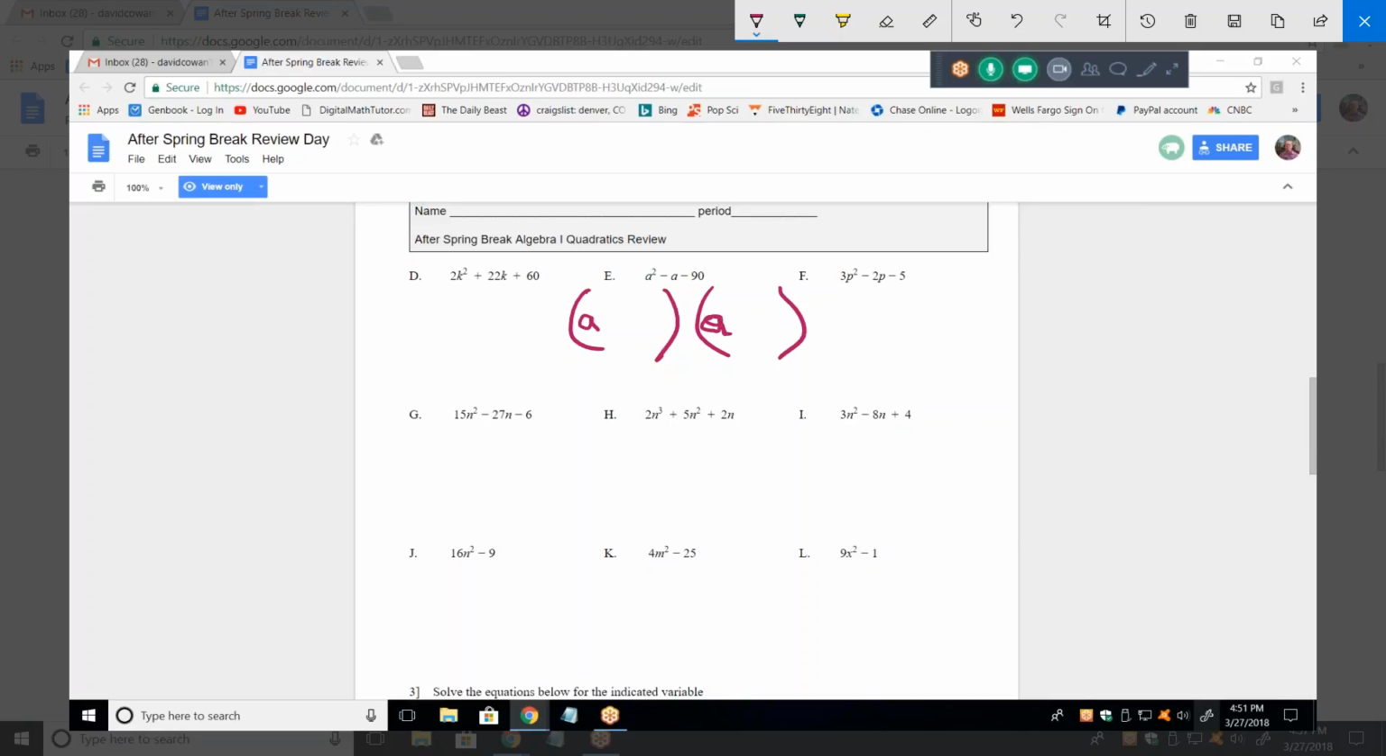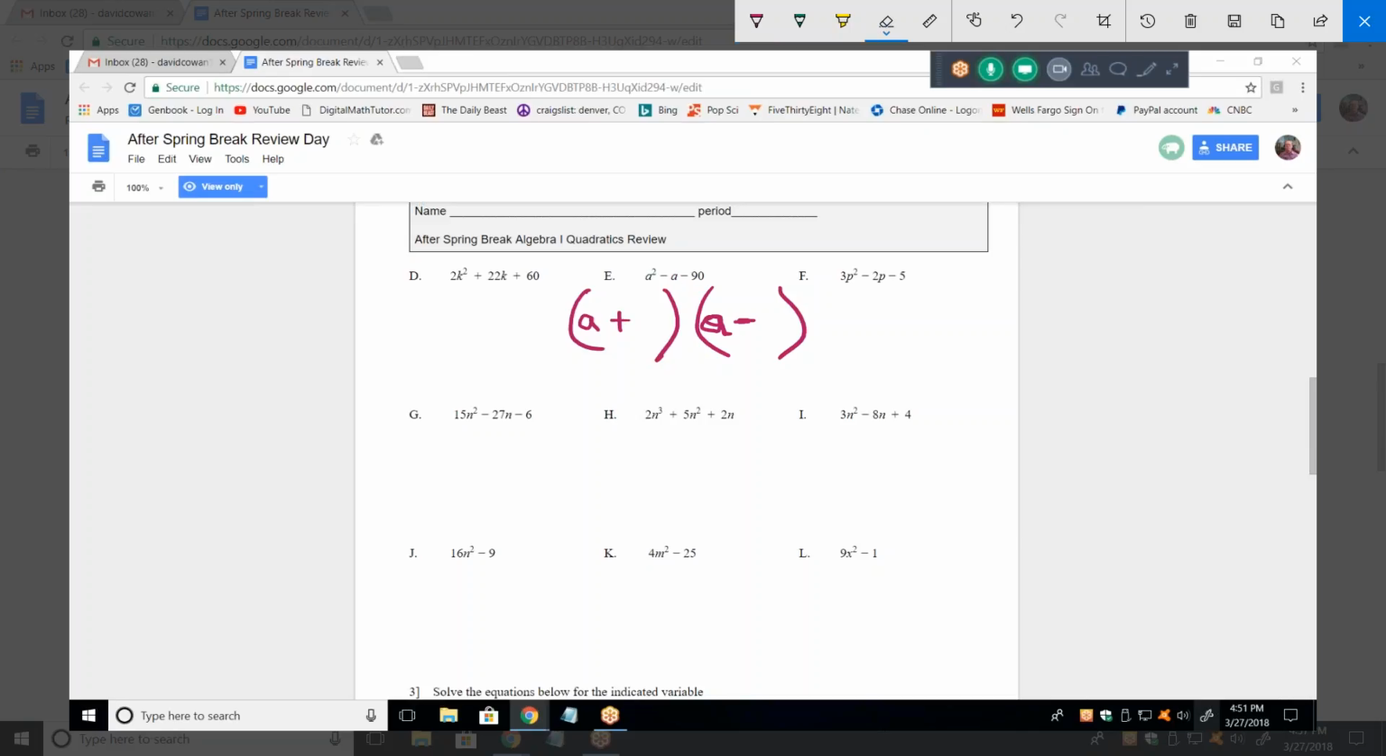Negative? Nope. If they were both negative, you wouldn't get a negative 90. If they were both positive, you wouldn't get a negative 90. So it would have to be a positive and a negative. Exactly. When you see a negative sign in front of that constant, it means both signs have to be different. And now the rule's a little different. Now we're looking for factors of 90 that not add but subtract. Because of that negative sign, they have to subtract to what?